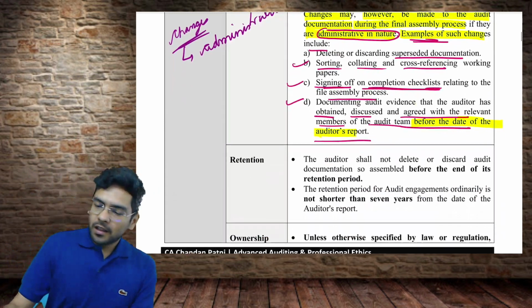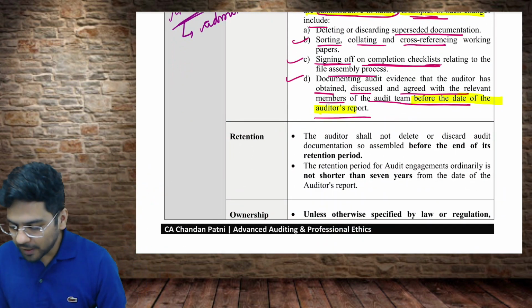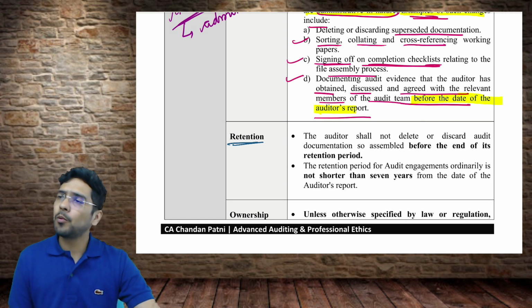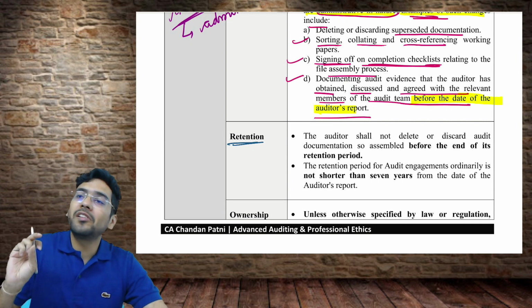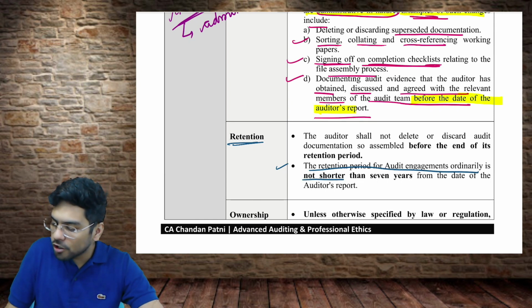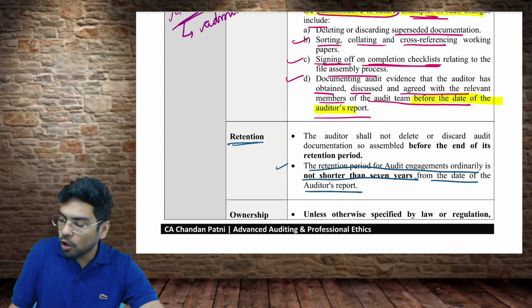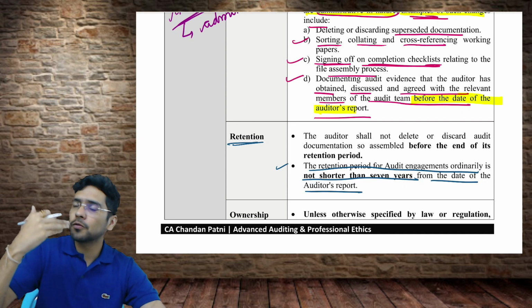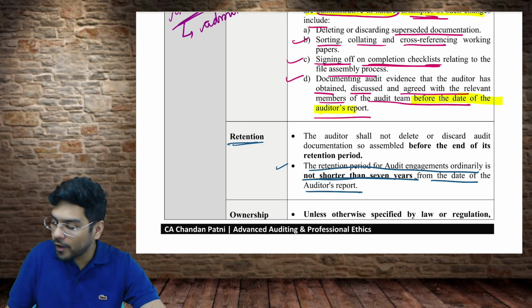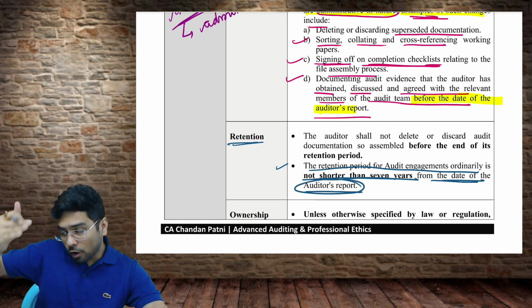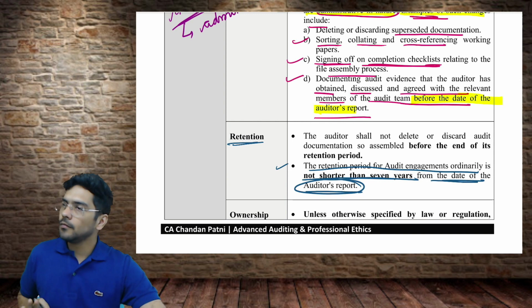Again, if I tell you very simply, these working papers have to be kept by the auditors. So there is a retention limit prescribed. It says the retention period for audit engagements is ordinarily not shorter than 7 years from the date of the auditor's report. You have to keep your working papers for at least how many years? Not shorter than 7 years. From where? Not from the financial year, but from when you submit your audit report. From then the 7 years will be counted. Are you all okay with this?